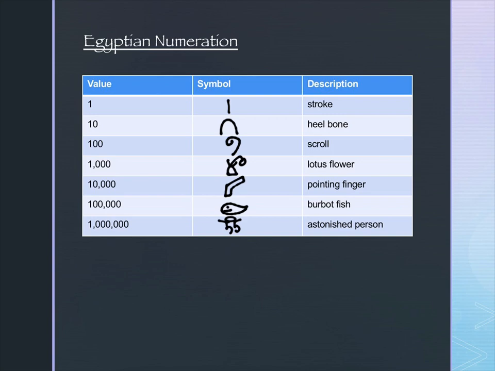So we're going to do two things. Actually, we're going to do 4 things with the Egyptians. The first thing we're going to do is take numbers that are their numbers and figure out what they are in our system. Then we're going to take numbers that are in our system and write them in their system. Okay?